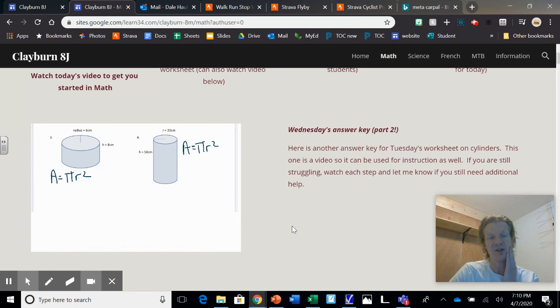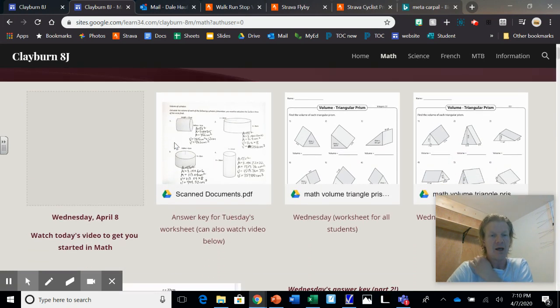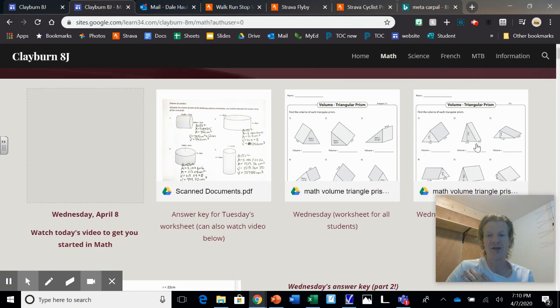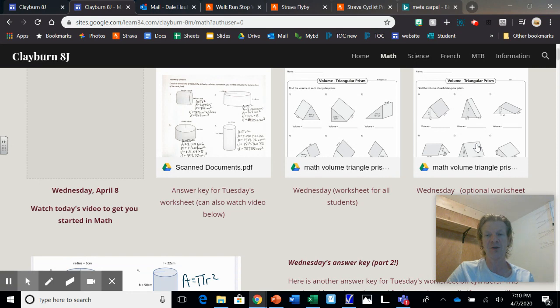That actually, if you're still struggling with volume of a cylinder, that's what you should do first. Go back and figure this out, because today is volume of a triangular prism, which is exactly the same as a cylinder, except instead of a circle on your shape, you have a triangle, right? A triangular prism. So let's get into that today. So that's the answer key. This is your page for today. And then this is a page that you don't have to do, but it's optional for you there.